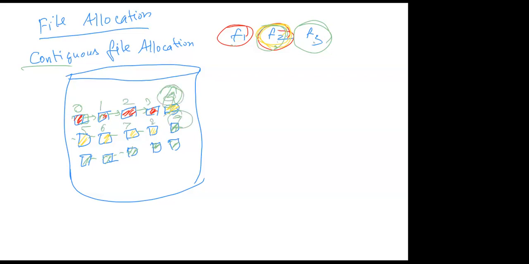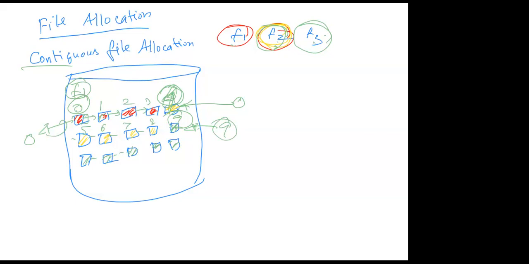Logical block 0 of F1 is stored at physical block 0. For F2, logical block 0 is stored at physical block 4, and F3's block 0 is stored at physical block number 9. If you know this information, then you can easily access the file.